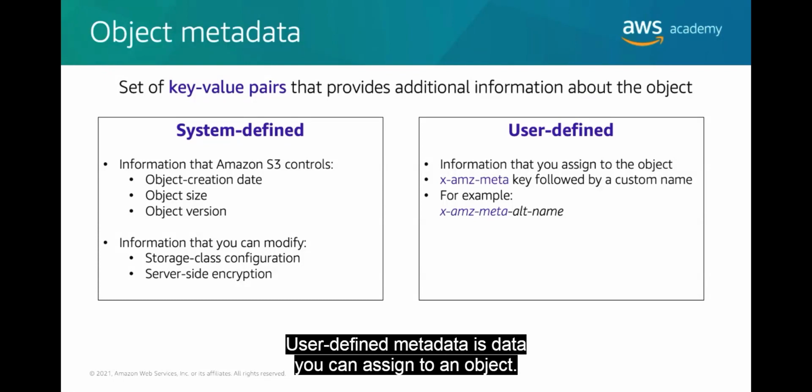User-defined metadata is data you can assign to an object. The metadata must start with the x-amz-meta prefix. Say that you want to tag each object with its owner. You could create a user-defined metadata tag of x-amz-meta-owner. You could then use this tag to track the owner information.